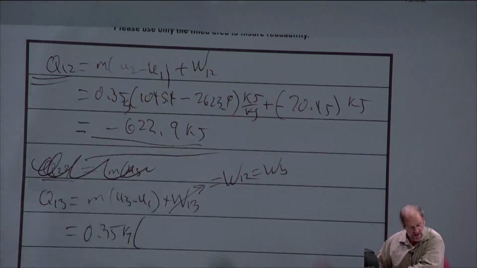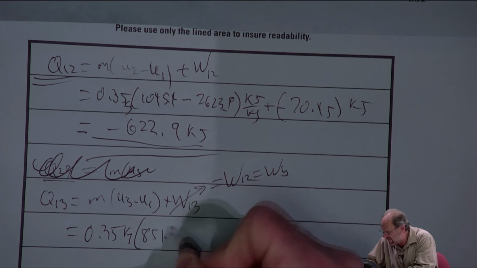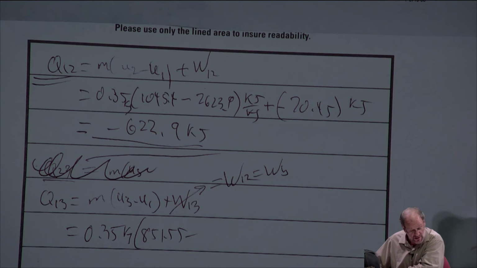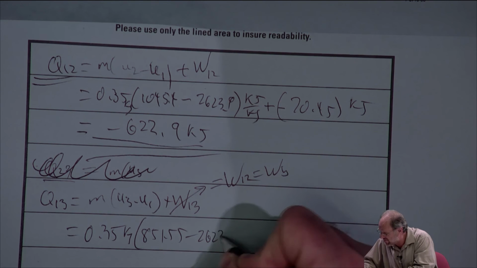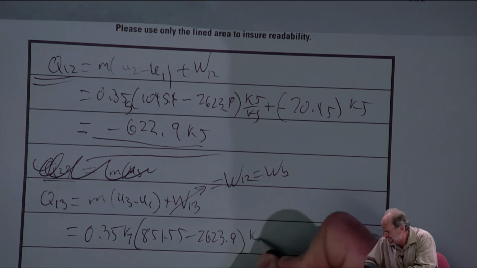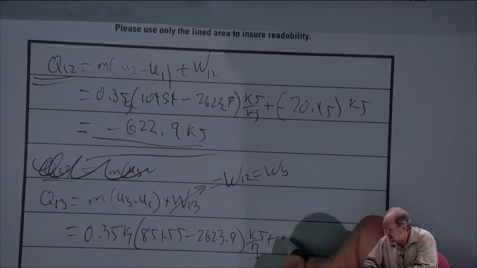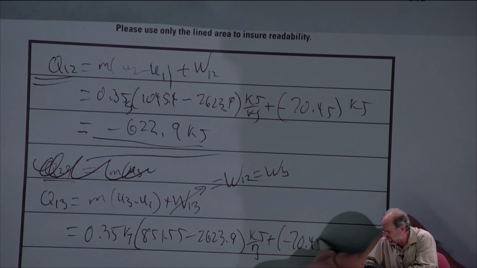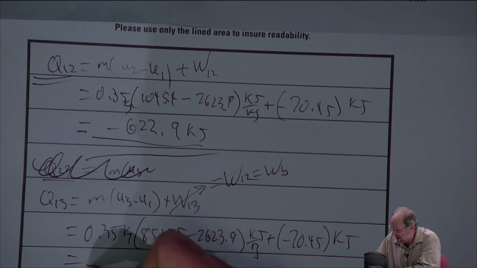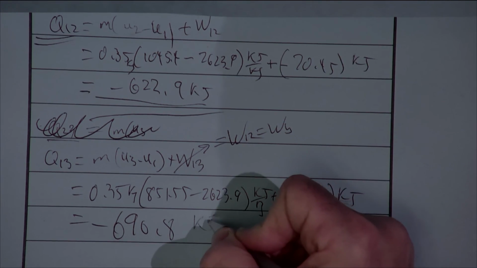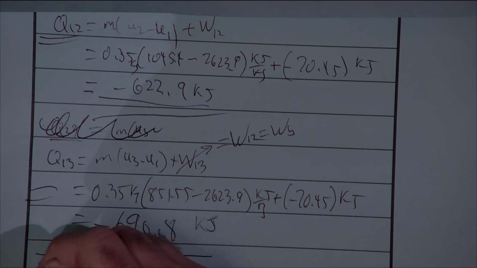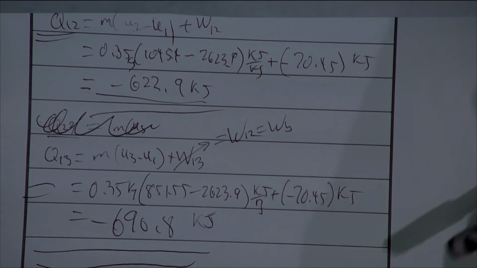And then U3 is 851.55. U1 is 2623.9. And then plus the 70.45 again. And this gives me minus 690.8 kilojoules. So there's a nice long fun problem.